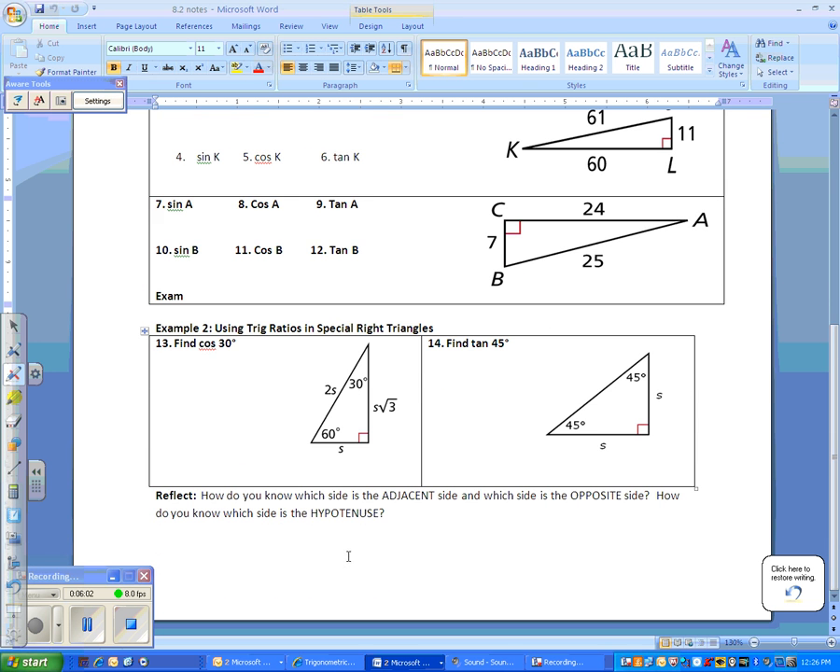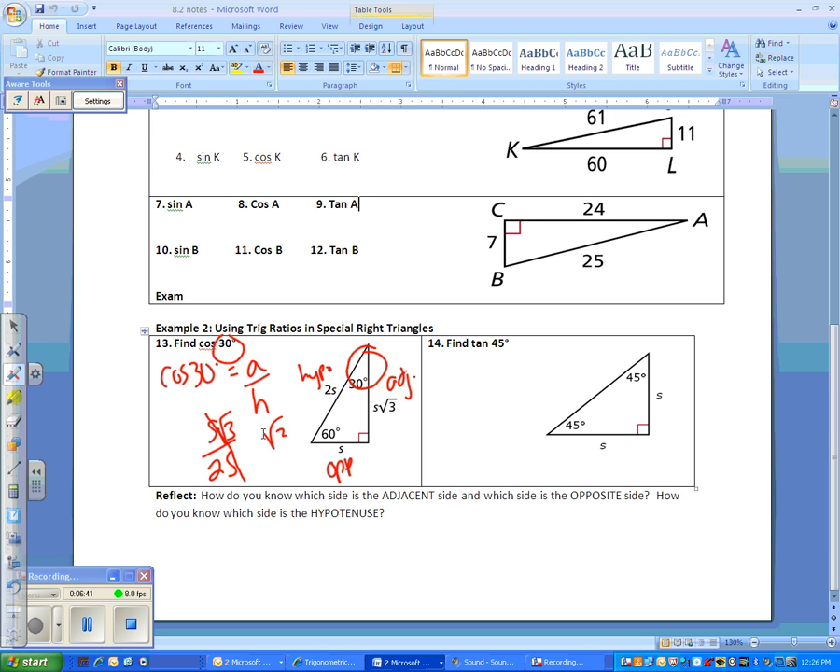The last one says using trig ratios and special right triangles. This is a 30, 60, 90 triangle, and here are the shortcuts that we learned last chapter. They want you to find the cosine of 30 degrees. This tells you what angle to look from, and you know cosine stands for adjacent over hypotenuse. With respect to the 30 degrees, this side would be opposite. This is across from the 90 degrees, so it's always going to be the hypotenuse. So this one has to be adjacent. Adjacent is s radical 3, and the hypotenuse is 2s. Then all you have to do is simplify. The s's cross out, so your answer is radical 3 over 2.